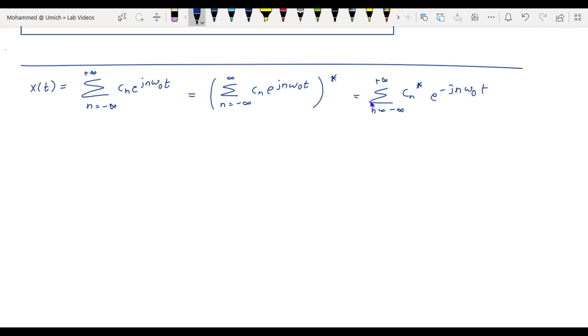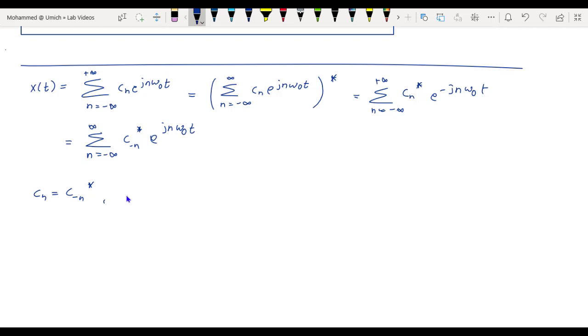Now, if we replace n by minus n in this summation, we get the sum from n equals minus infinity to infinity of C minus n conjugate times e to the power minus j times minus n, which is j n omega naught t. And if we compare this with the original complex exponential representation of the Fourier series, we see that e to the j n omega naught t is the same, so Cn has to equal C minus n conjugate.